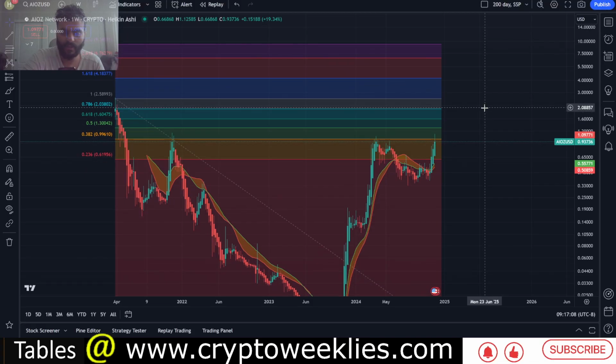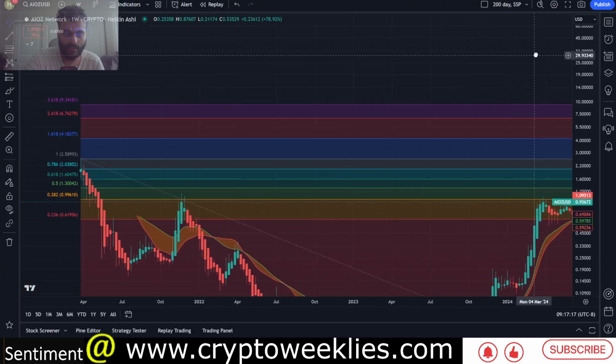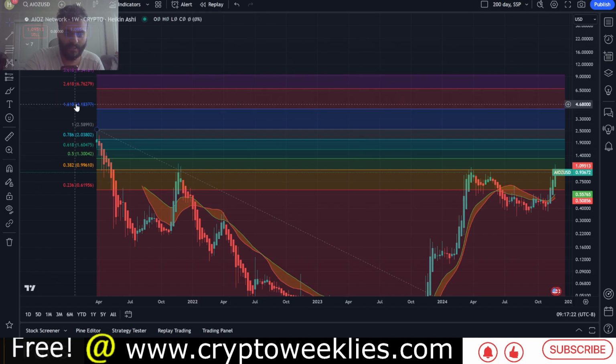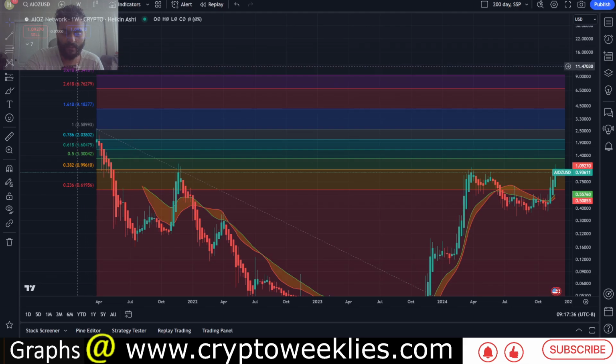If this particular crypto has a new all-time high in store, the three key levels to watch, and these are conservative estimates, are the 1.618 level coming in at around $4.20, the 2.618 fib level coming in at around $6.76, and the 3.618 fib level coming in at around $9.34. The first one is the most conservative, around $4.20, and the second one is a moderate target at around $6.80.